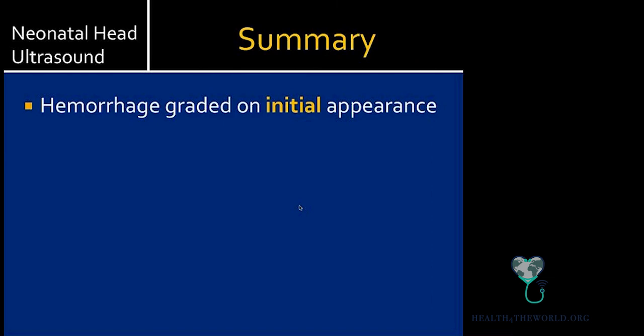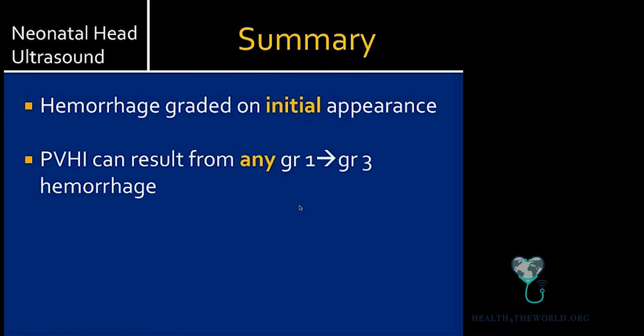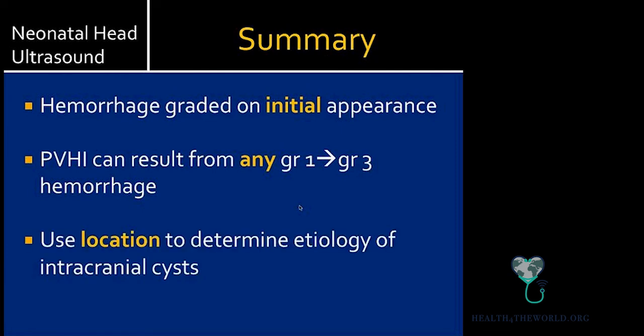All right, some of the head ultrasound findings. Again, hemorrhage is graded on the initial appearance. Hemorrhagic infarct can result from any of the different grades of hemorrhage, from grade 1 to grade 3. We showed you the example of the small grade 1 that took out that perimedullary vein and resulted in the venous infarct. So again, it's not the earlier thinking that the hemorrhage was coming out of the ventricles. This is a venous infarct. And for intracranial cysts, we can use their location relative to the ventricle to determine their potential etiology.